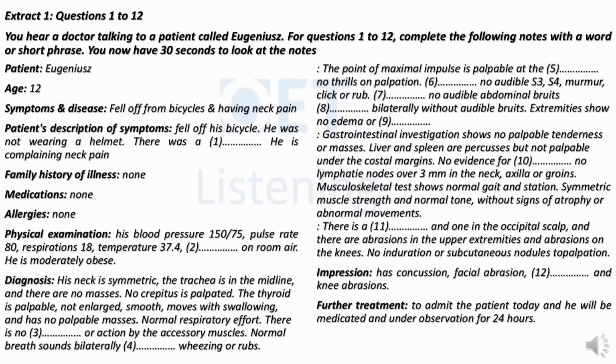Musculoskeletal test shows normal gait and station, symmetric muscle strength and normal tone without signs of atrophy or abnormal movements. There is a hematoma in the forehead and one in the occipital scalp, and there are abrasions in the upper extremities and abrasions on the knees. No induration or subcutaneous nodules to palpation. I have reviewed his chest X-ray and it is normal, right hand X-ray, which is normal, and an MRI of the head, which is also normal. He has concussion, facial abrasion, scalp laceration, and knee abrasions. Admit him today and his health condition will be monitored by our team. We have observation team working 24 hours.